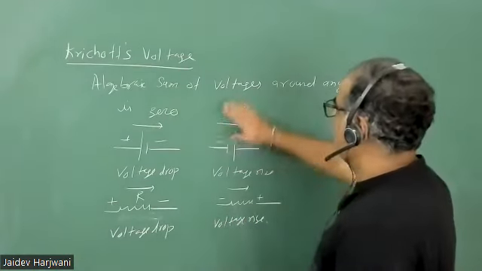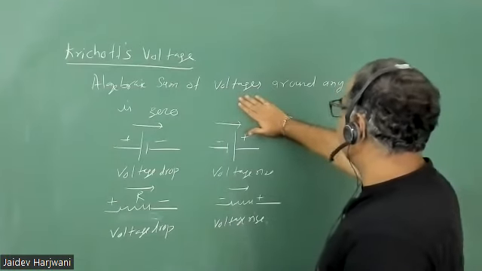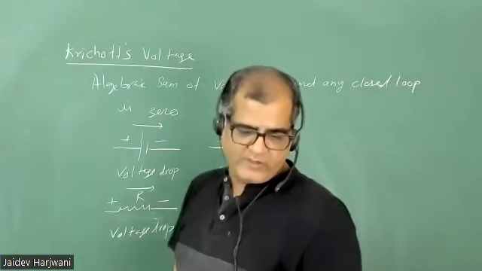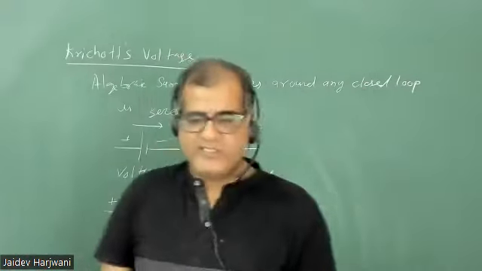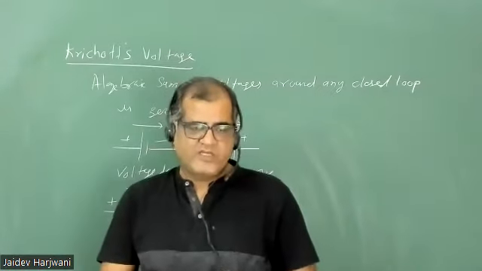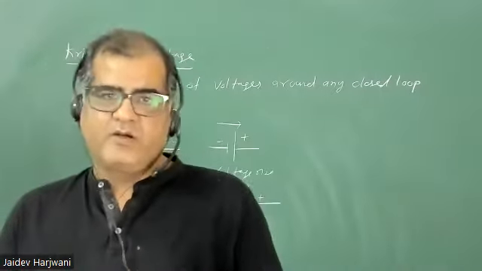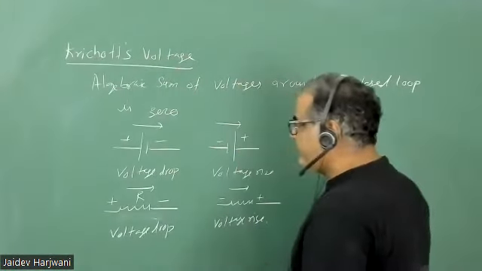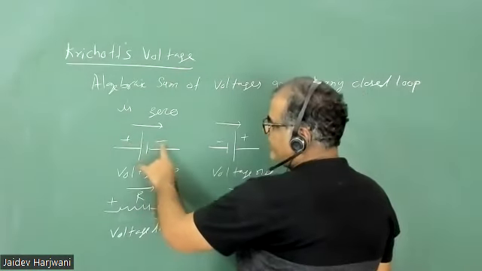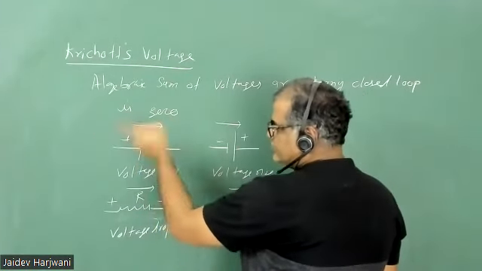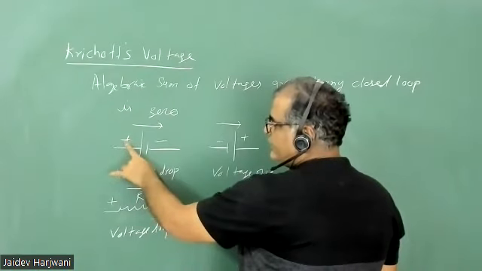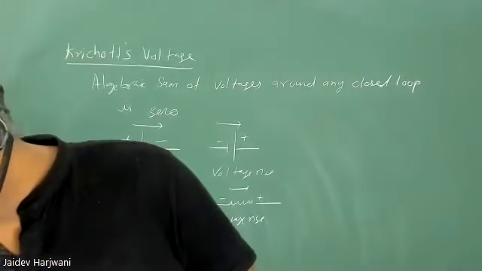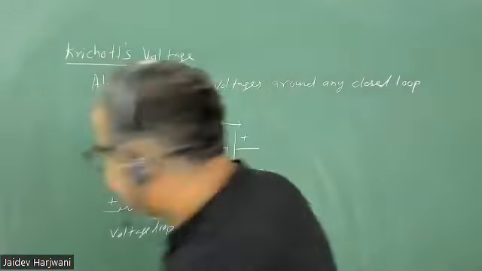So now Kirchhoff's law says the algebraic sum of voltages around any closed loop is 0. In the circuit you will encounter either voltage drop or voltage rise. It is your choice whether you want to take voltage rise as positive or voltage drop as positive, or vice versa. Generally I take voltage drop as positive, which makes my job easy. Whatever sign I encounter, I can write that sign. Let me give you an example.